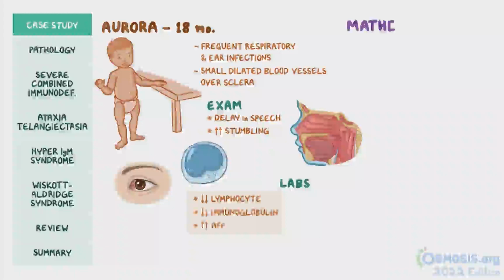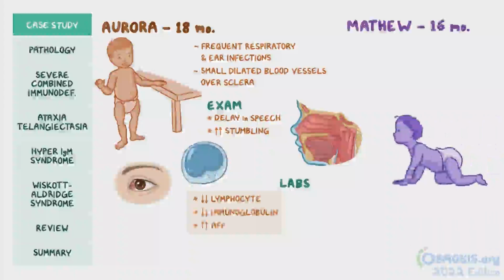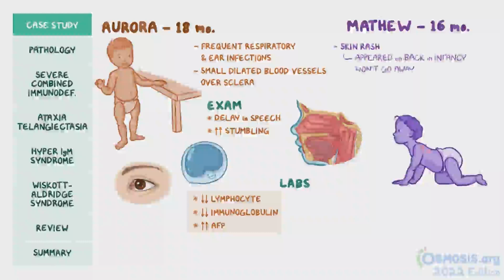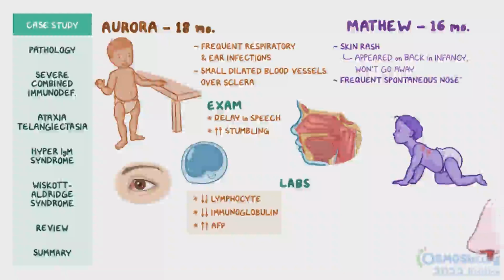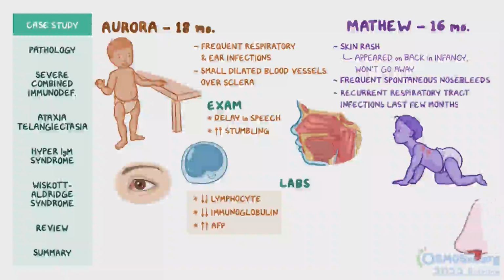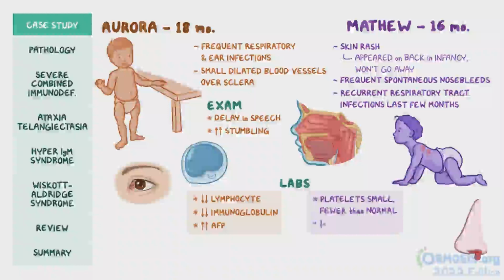Next comes Matthew, a 16-month-old boy that's brought to the clinic because of a skin rash that appeared on his back in infancy and won't go away. Matthew's mother tells you that he has frequent spontaneous nosebleeds and has had recurrent respiratory tract infections over the last few months. Laboratory studies are obtained, revealing that Matthew's platelets are quite small in size and fewer than normal, while the immunoglobulins IgA and IgE are increased.